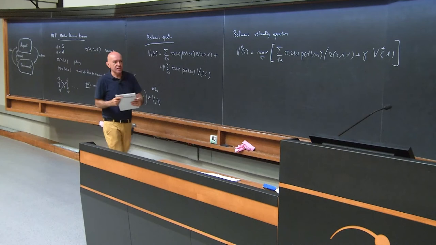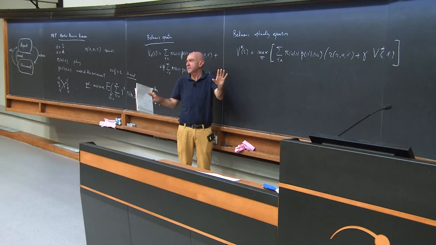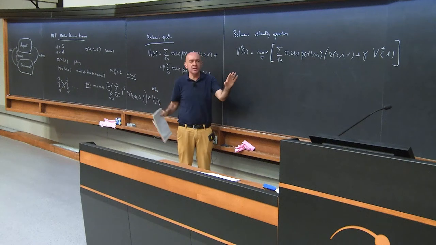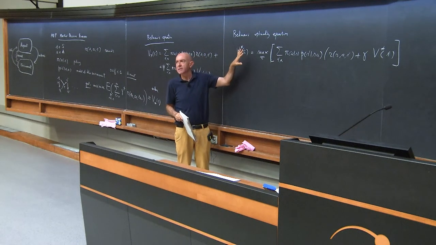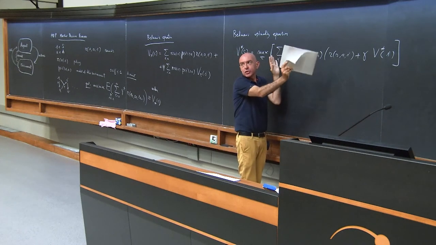So you solve this equation actually by doing this. You start from a guess. That's your bootstrap. You start from a guess for your function V, and you put it inside this right-hand side. And you maximize.